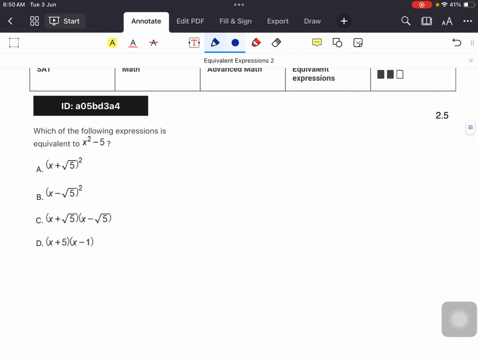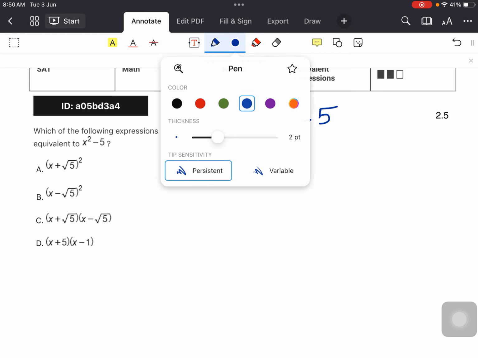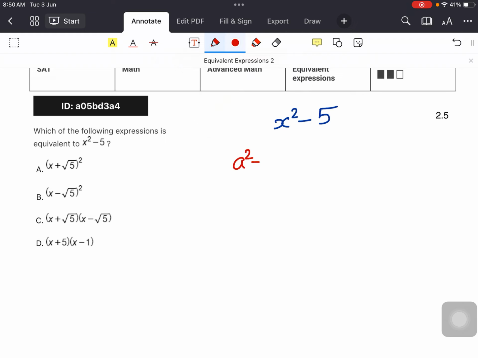And this one is also pretty simple, but we'll do it quickly together. This is x squared minus 5 they have given, and we have to find the equivalent expression. So we have one formula. It is a squared minus b squared, which is (a plus b) into (a minus b). So this I'm trying to make here.